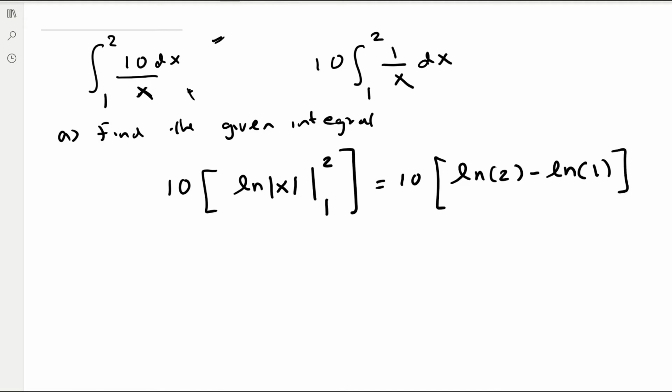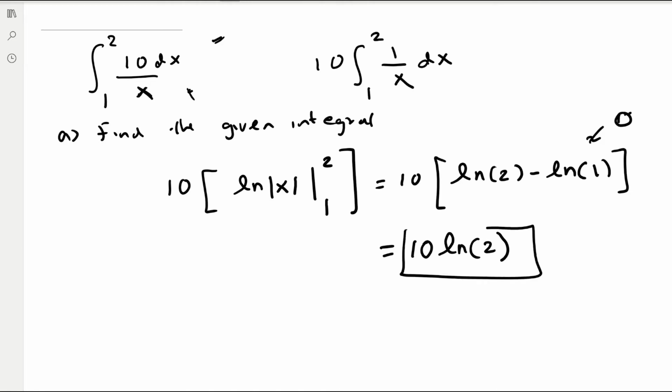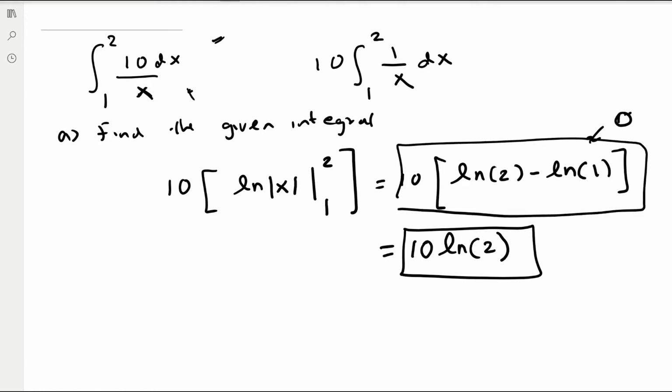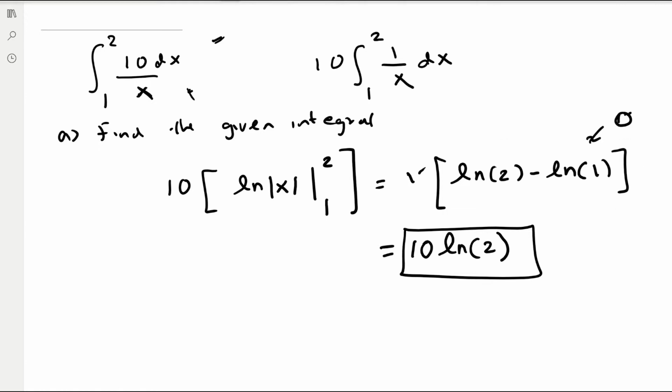Right, so that's what I get. So ln 1 is actually 0. Okay, so then the answer is 10 ln 2. That's your answer. All right, so hopefully that should be easy. Even if you plug this into your homework system, they should mark it correct. Okay, right.